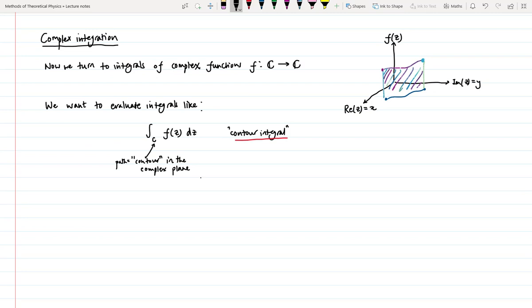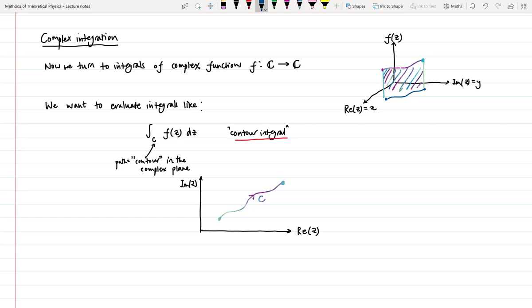Looking down on the complex plane, we'll therefore have something like this, where, as in the diagram on the top right, we have the real and imaginary parts of z, and our contour might look something like this. This is c. We might go in this direction, and I've used this multicoloured pen to emphasize that there is a complex number associated with each point along this line, and so just as the function value is a complex number that changes along the line, so too is the line element along this contour in the complex plane.